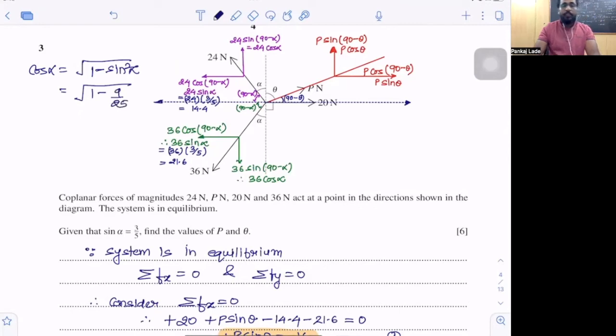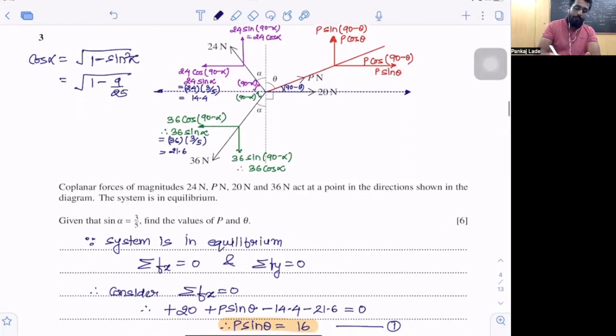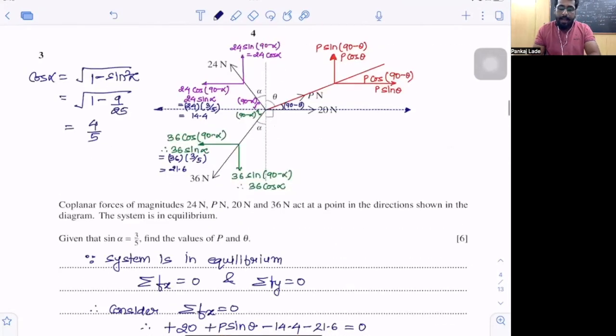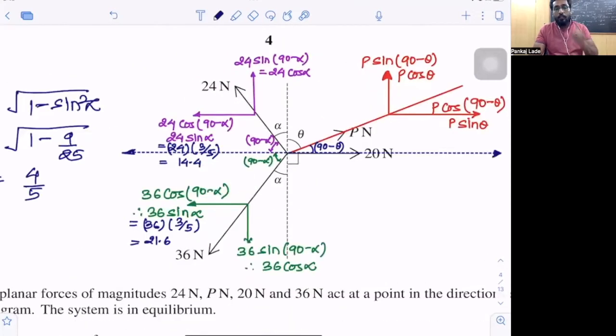So it's pretty obvious that when you simplify this, that's 25 minus 9. 25 minus 9 will give you 16. 16 upon 25, square root of that is going to be 4 upon 5. So I've got a value of cos alpha, and that's 4 upon 5. So I have this vertical component as 24 cos alpha.